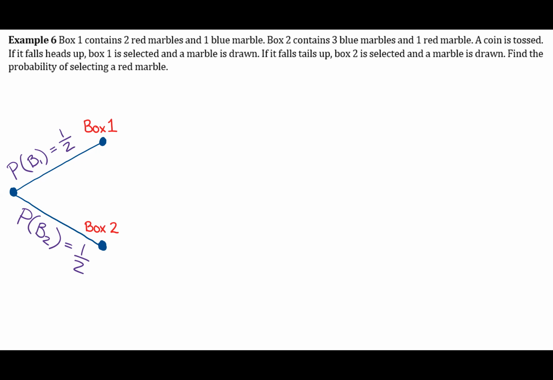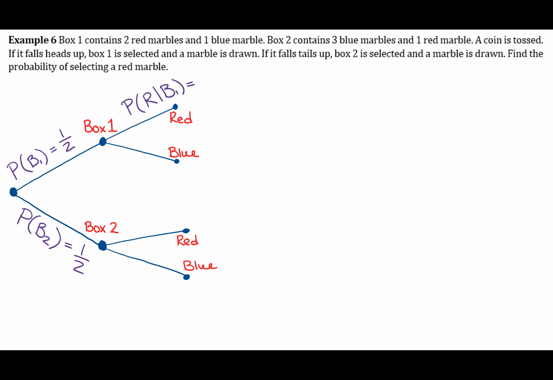Okay, now once we pick a box, we have to reach in and get a marble. So let's consider all of our possibilities. Well, there's either red marbles or blue marbles. So off of each one of those boxes, I'm going to do 2 leaves for red and blue. And then let's figure out the probability along each one of these.